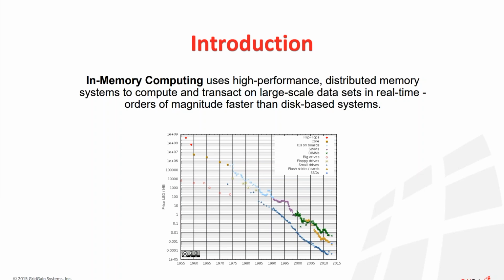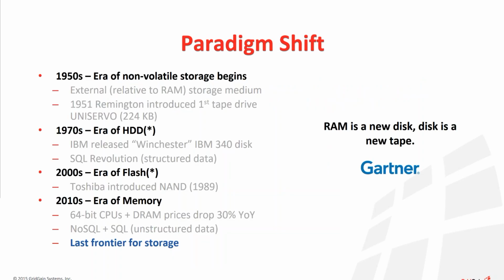If you look a little bit at history, and I'm not going to focus too much on this slide, just briefly. We started off in the 50s with tape drives. Then the 70s I would call the era of hard drives, with IBM releasing the first Winchester. 2000 is probably the era of flash drives, when flash was introduced. And the era of memory I would call 2010 and up.